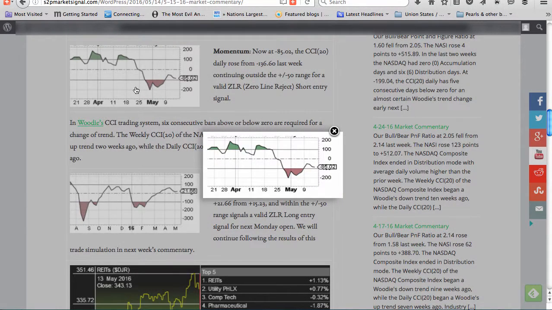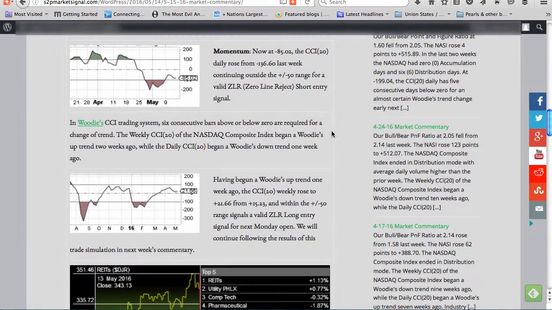Momentum. Now at minus 85.02, the CCI 20 daily rose from minus 136.60 last week, continuing outside the plus or minus 50 range for a valid zero-line reject short entry signal. In Woody's CCI trading system, 6 consecutive bars above or below zero are required for a change of trend.